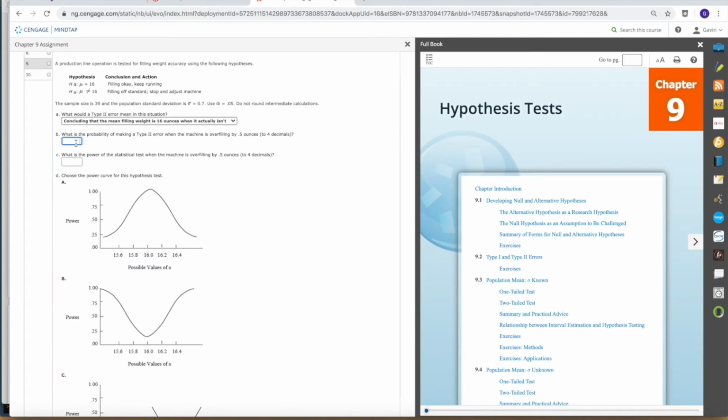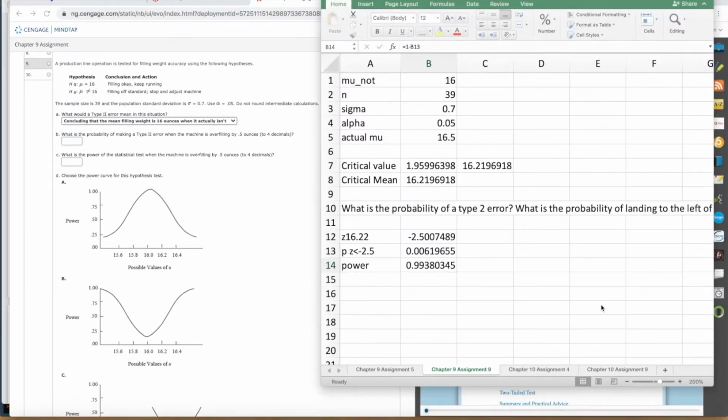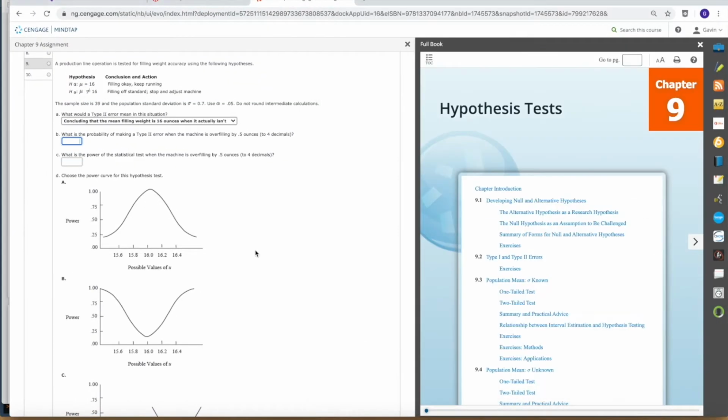So going back over here, probability of a type 2 error when the machine is filling 4 decimal places is going to be 0.0062.